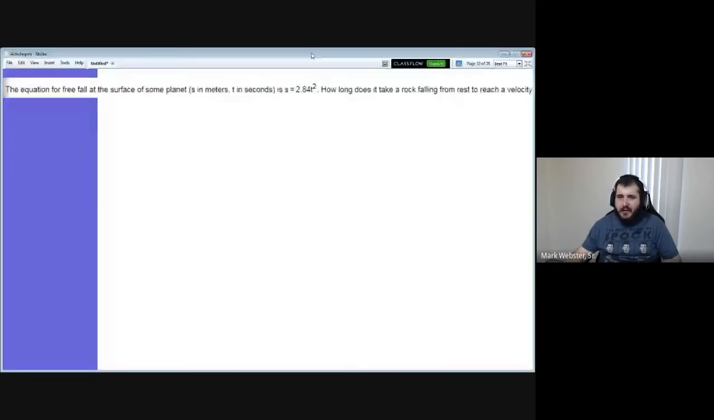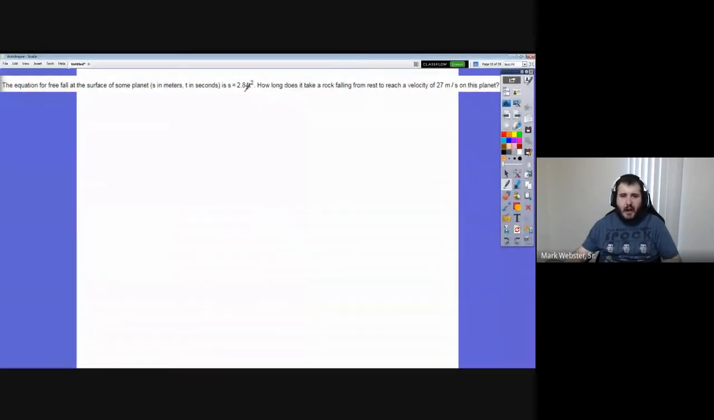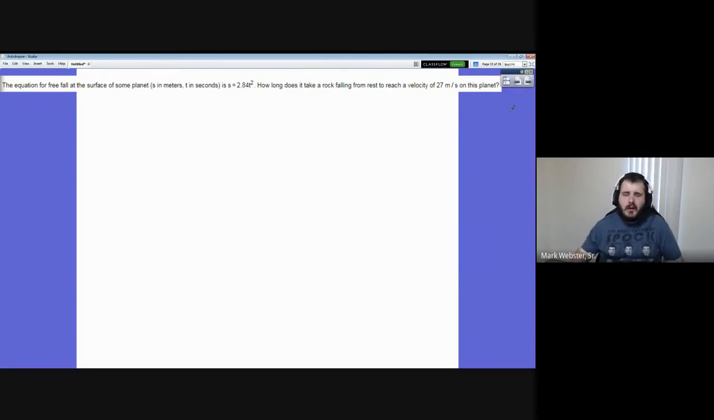Again, remember I was saying they're not going to be talking about Earth for something like this. They've got here the equation for free fall is 2.84 t squared. That's going to go up. Shouldn't that be negative? So it's at rest, it's zero, right? At t equals zero, it's zero. And then you let it go and it flies away. That's funny. I like it. This is a funny planet.